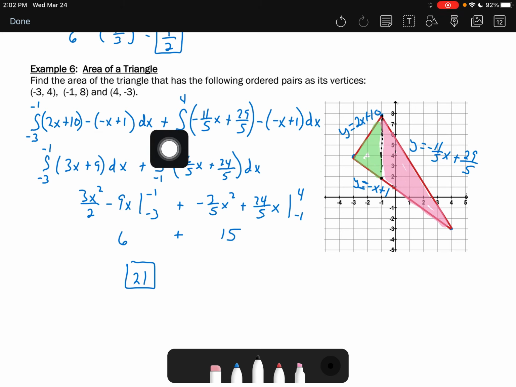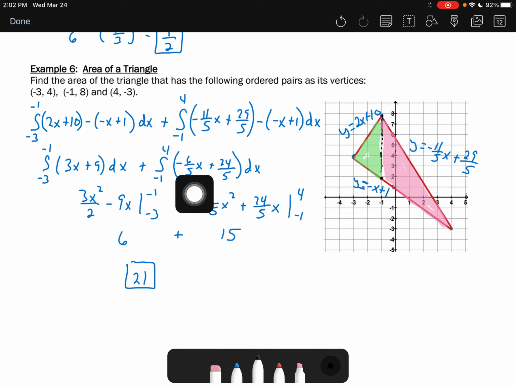So I set up that integral, and then for the other one, my top function is this line, negative 11/5 x plus 29/5, minus, again, the bottom line, which is still the same equation, negative x plus 1. Doing some simplifying here and here, we came up with 3x plus 9, and this one is negative 6/5 x plus 24/5. Again, you just have to go through the arithmetic and combine your like terms. Here now we're integrating, so 3x squared over 2, this is just going to be 9x, evaluating it from negative 3 to 1, and that comes out to 6.